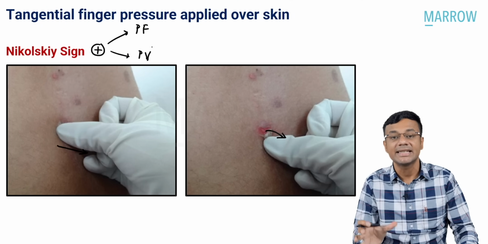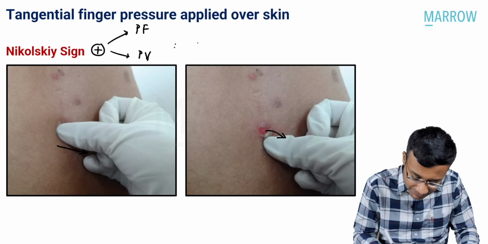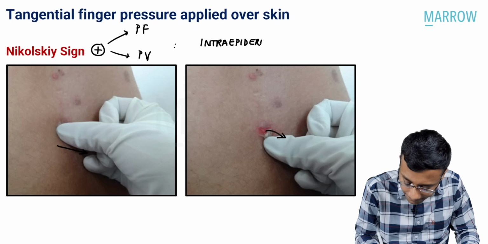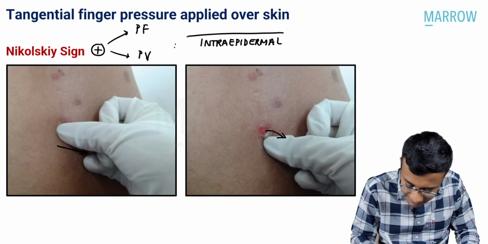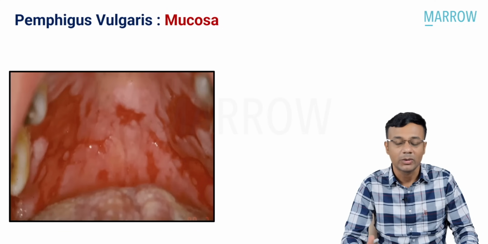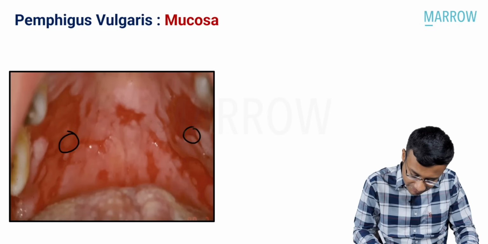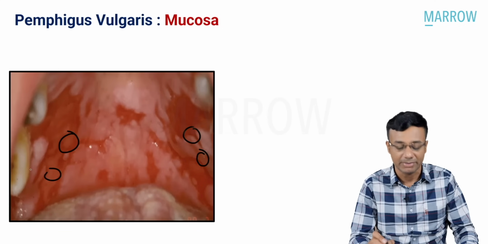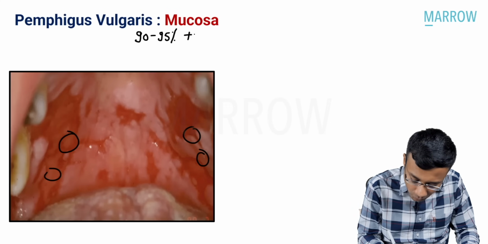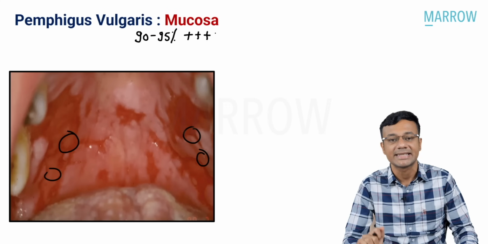Nikolsky sign is positive both in pemphigus foliaceus as well as pemphigus vulgaris. So if Nikolsky sign is positive, what does it mean? It means the split is at the level of the epidermis. So it's an intraepidermal defect. When we look at the oral cavity, we can see multiple erosions over here. In pemphigus vulgaris, 90 to 95% of the patients will have mucosal involvement. In pemphigus foliaceus, it is absent.